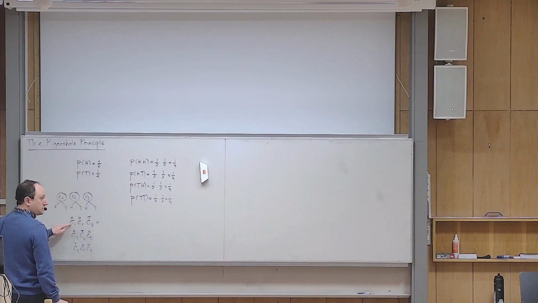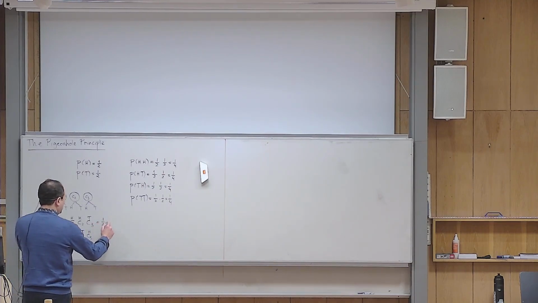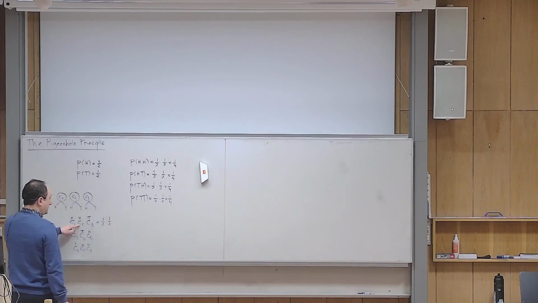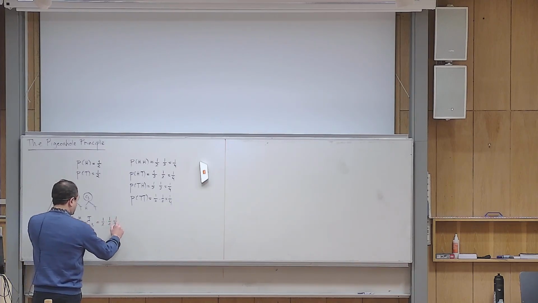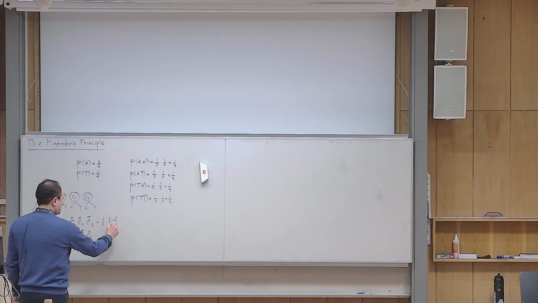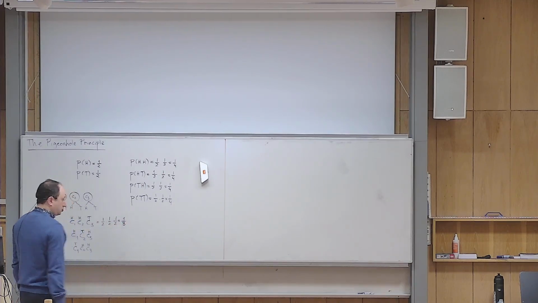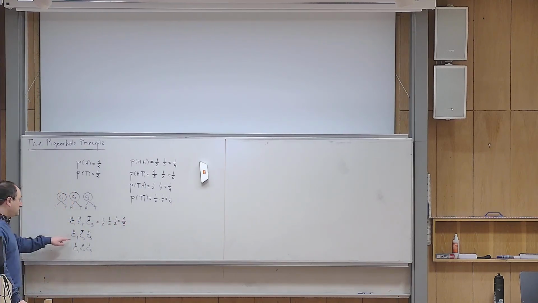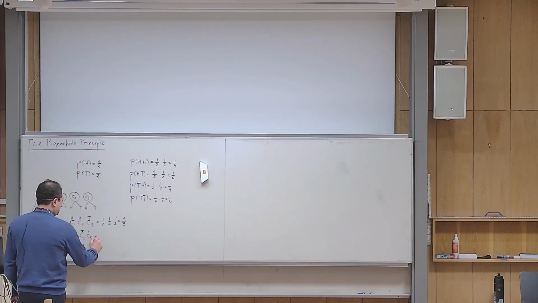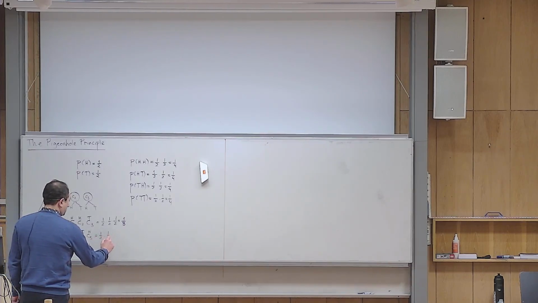The probability of this one happening is 1/2. The probability of this one happening is 1/2. And the probability of this one happening is also 1/2. If you multiply them, it's 1/8. But what is the probability here? Do you agree that's the same thing, yes?